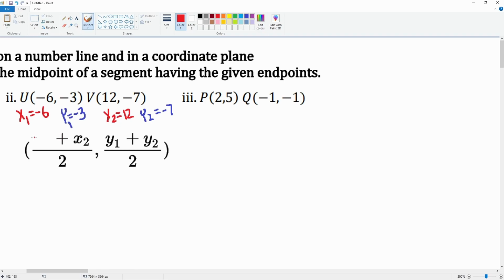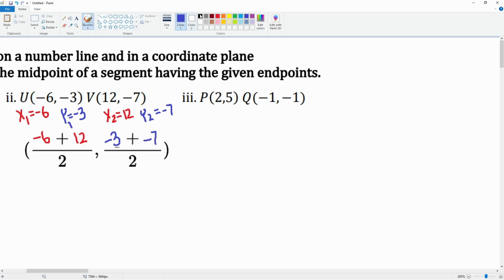That's where x1 is. We put negative 6. x2 is 12. y1, which is negative 3. y2 is negative 7.